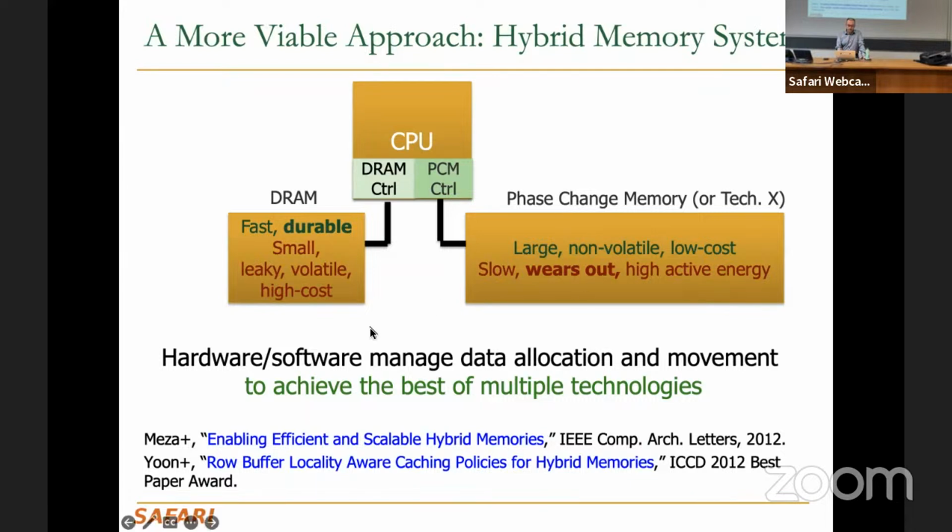But of course, this also has a lot of challenges. For example, how do you map your data? How do you decide which data should go to DRAM and which should go to PCM? How do you migrate them? Or are you going to architect it as a cache, where DRAM is the cache for PCM, or DRAM is part of the memory address space? Like DRAM and phase change memory together constructing the whole memory address space. If that's the case, then the programmer needs to work on it as well.